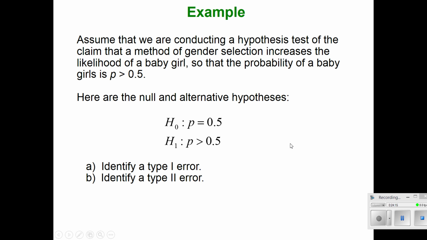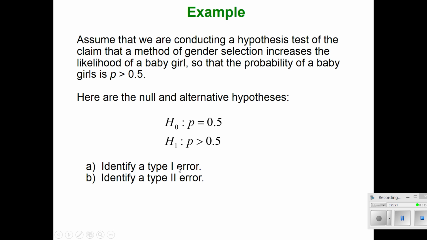Then we have this example here, which is the same example that was presented at the beginning of the lesson, and we're just going to look at specifying what a type 1 error would be and what a type 2 error would be. So in this case, we are assuming that we're conducting a hypothesis test of the claim that a method of gender selection increases the likelihood of a baby girl, so that the probability of a baby girl is greater than 0.5. If the null hypothesis is true and the XOR method really is not increasing the likelihood of having a girl, but we choose to reject it because our test leads us to that conclusion, that would be a type 1 error.